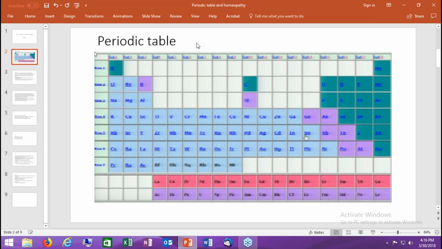Yes, you are right. I'm going to take you back to the school days where we have studied the periodic table under chemistry. Here various elements are being arranged in a table, and now today I'm going to discuss a new concept, how periodic table elements are helpful in homeopathy to recognize a remedy.